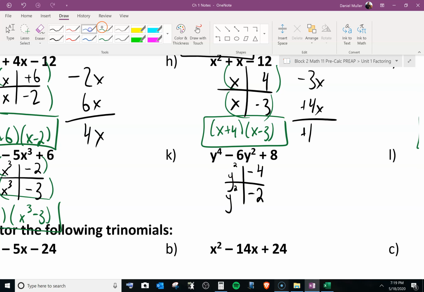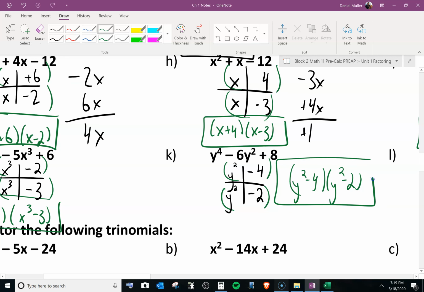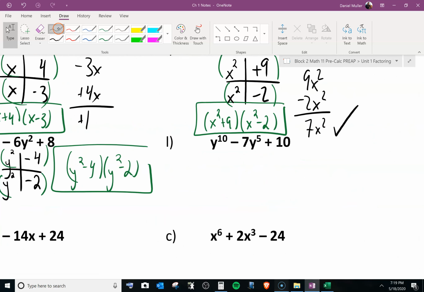So I've got a y^2 minus 4 and a y^2 minus 2. That is my answer. Okay, continuing on here. There and there. y^10. Okay, so I'll do y^5, y^5. And that gets me a y^10.